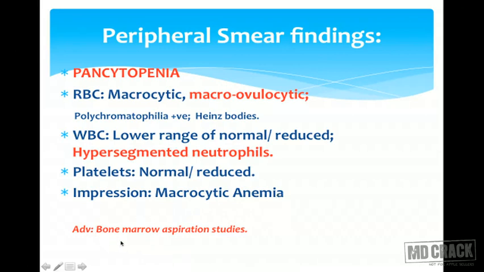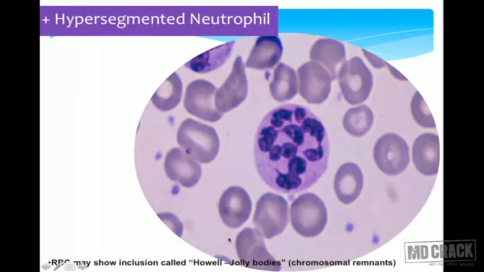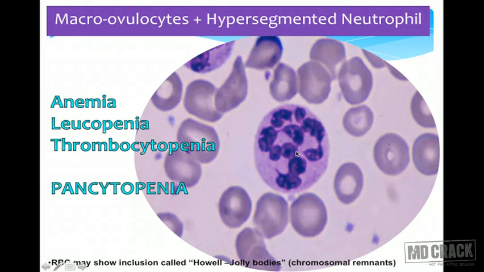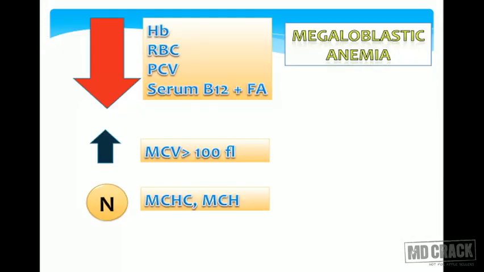In the same patient, once you do the bone marrow aspiration, then only you can see the megaloblasts. So what is this? These are macro-ovalocytes. You see the RBCs are very, very large and they are also showing ovalocytic change. And these are hypersegmented neutrophils. So anemia will be there, there can be associated leukopenia, there can be even thrombocytopenia. Most of the time they will manifest with pancytopenia.